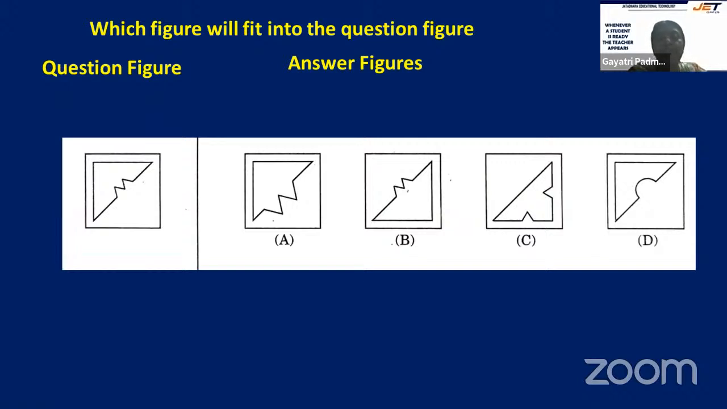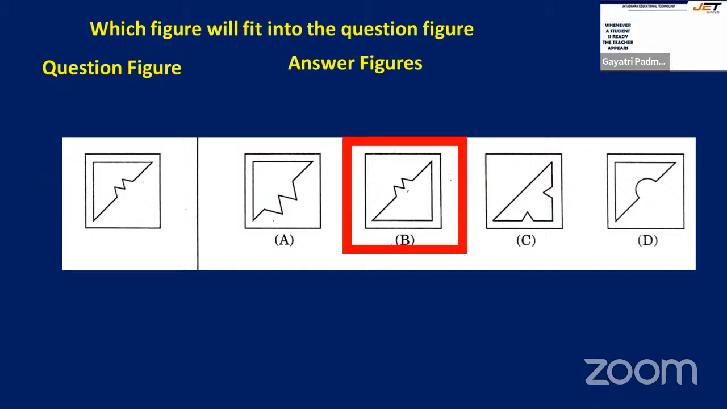Which figure will fit into this? Your question figure is here and write your answer figure. 4 options are there. Is it option A? Is it option B? Is it option C? Or is it option D? You need to choose the best fitted answer. Not more than 30 seconds should be taken to answer such questions, because mental ability is supposed to be the very easy one. So you can save time in this and spend time for other mathematics and science oriented questions.